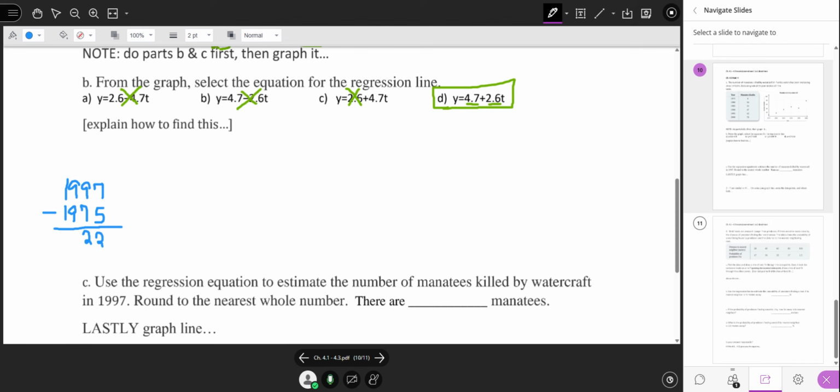So that's what we put into T right here. So 4.7 plus 2.6 times 22, that gives us 61.9, and it says round to the nearest whole number. 9 is above 5, so we round up.